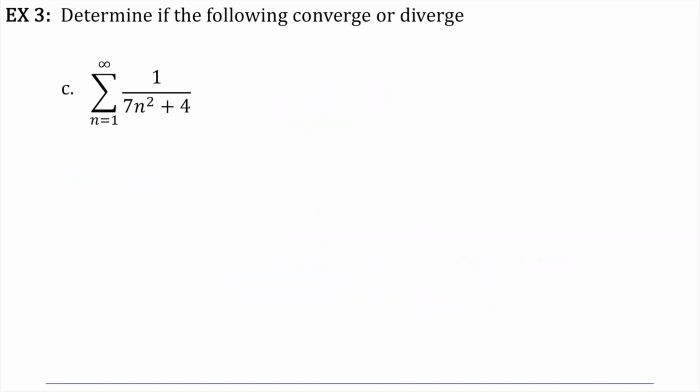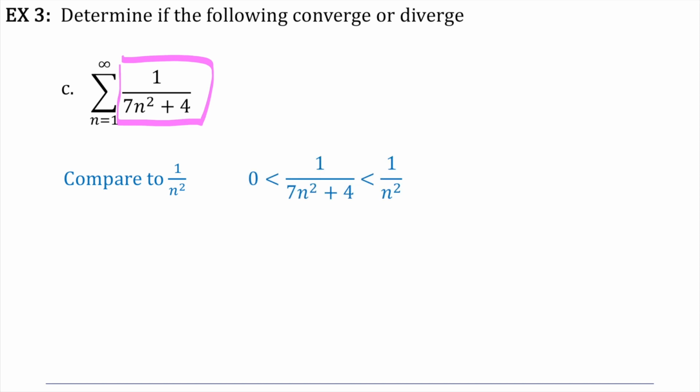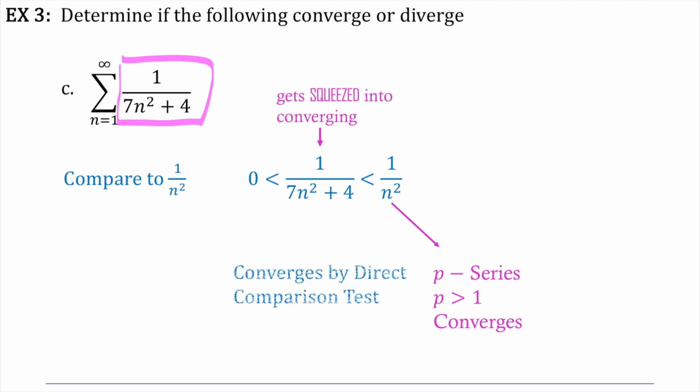Okay, C. If you were to compare this to something, what would you compare it to? Let's compare it to 1 over n squared. So if we compare it to 1 over n squared, is this bigger or smaller than 1 over n squared? It's smaller. 1 over n squared is a p-series. P is greater than 1. That series converges, and so our series converges also by the direct comparison test.